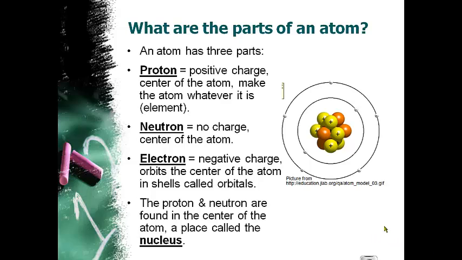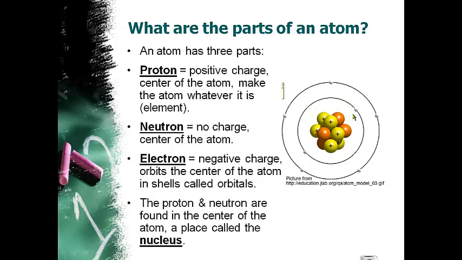The proton is a positively charged particle that is inside the nucleus or the center of an atom. And that's what makes the atom what it is. So whatever the atom is called, oxygen, carbon, iron, gold, that's based on the number of protons that it has. Then you have a neutron. The neutrons have no charge, and they're also in the center or the nucleus of an atom.